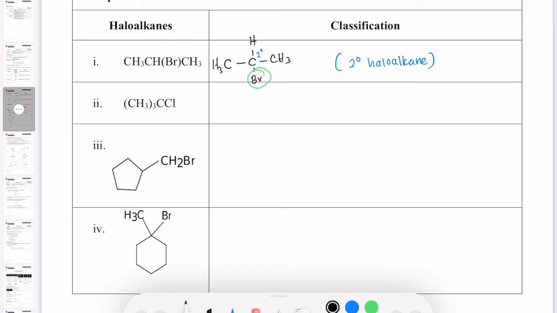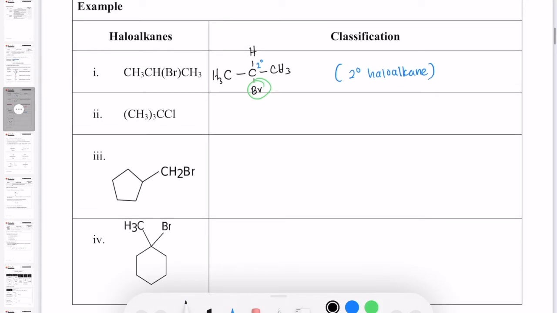Okay, let's take a look at the second one. CH3, there are 3 CH3 and here there is 1 Cl. So, classify the carbon first. If we look, this is a tertiary carbon, so it is a tertiary haloalkane.